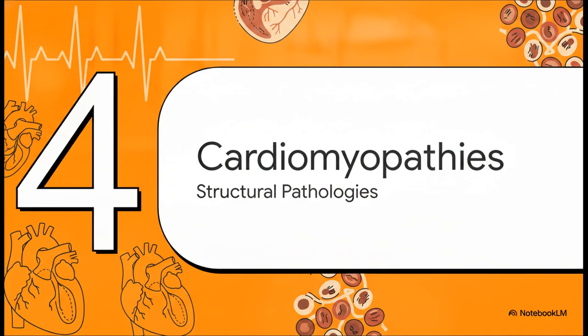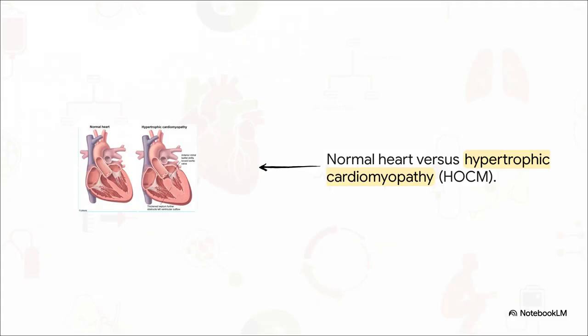Let's see how this builds. Just look at this anatomical comparison. It's really striking. On the left, a normal heart. On the right, hypertrophic cardiomyopathy, or HOCM. Notice that massive, asymmetrical, thickened septum just bulging right into the left ventricular outflow tract.